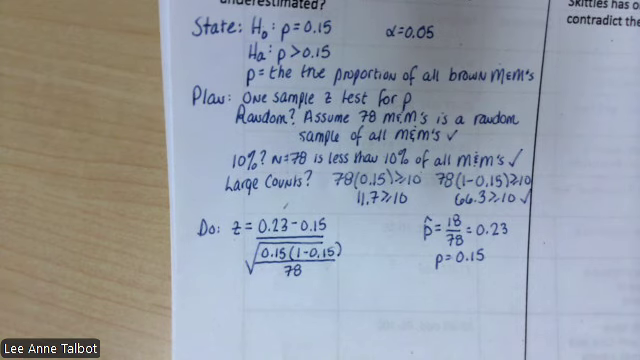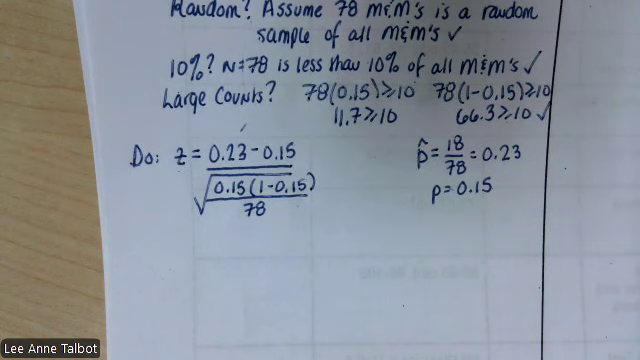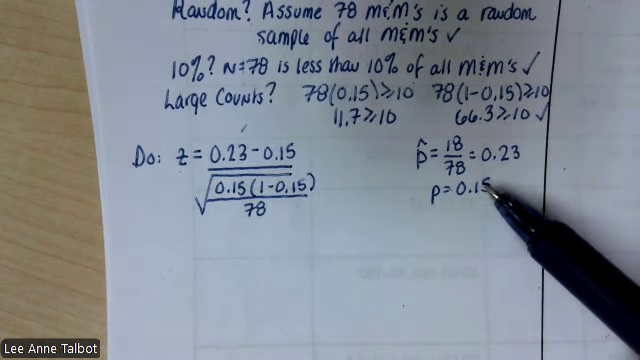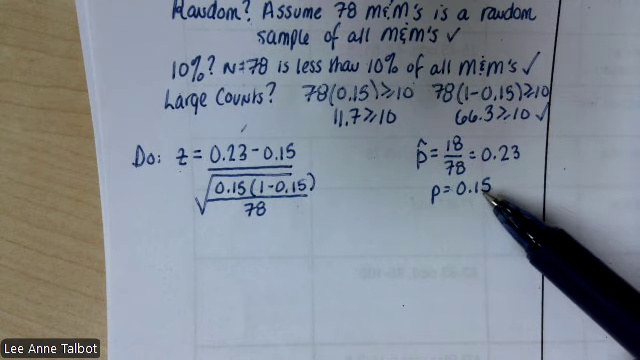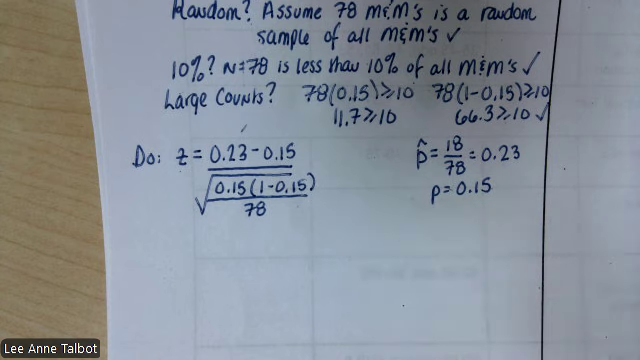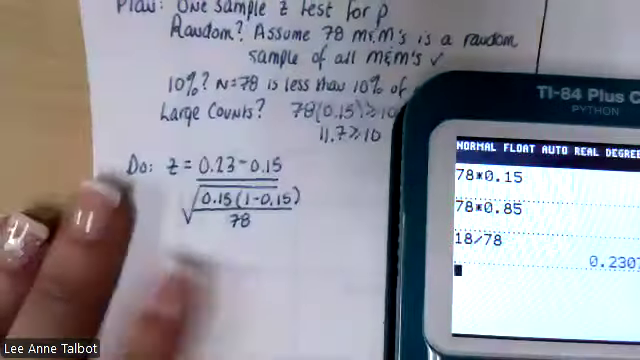Any questions about where those numbers came from? You guys know what the statistic and the parameter are. Statistic means sample. Parameter means population. Standard error formula is on the back. Okay, now calculator time.